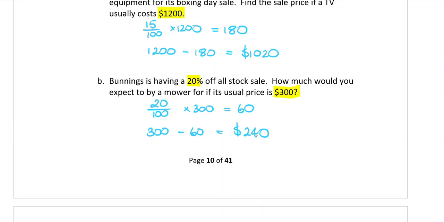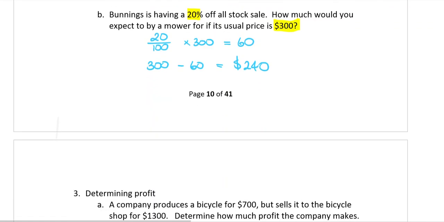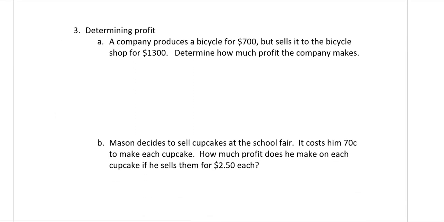So hopefully that should be very familiar. That was the increasing and decreasing stuff that we were doing last lesson. But the third type of question is a little bit different. This one, we are trying to determine the profits. That's why I've got that heading here. We're trying to work out a profit as a percentage.